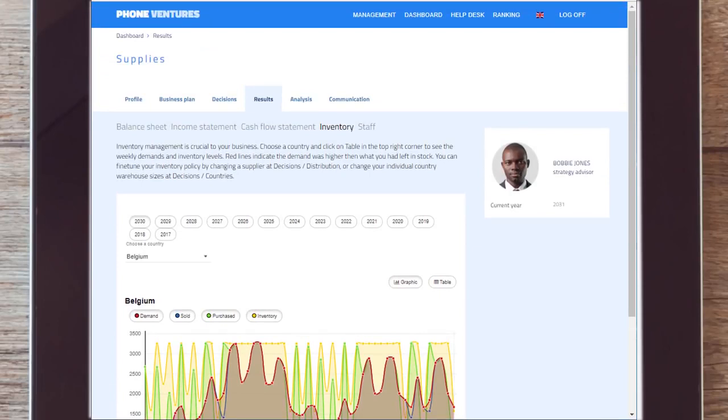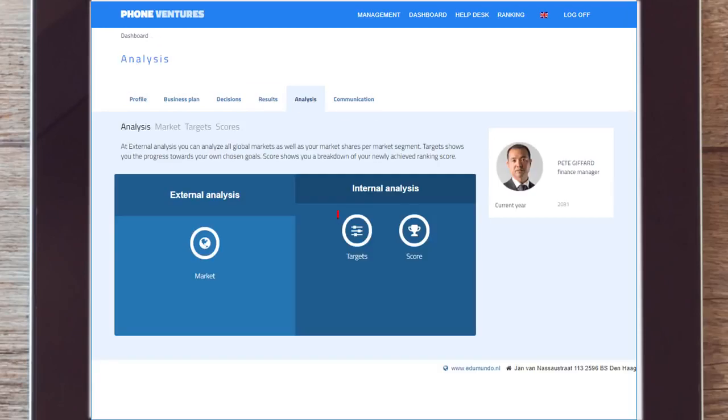Lastly, after each round, remember to look at the analysis and targets to see whether you met the targets. Moreover, go to Score to understand how you achieved your overall score. When you have questions, either reread the introduction text or contact for support through the Help Desk button on the top. Good luck!